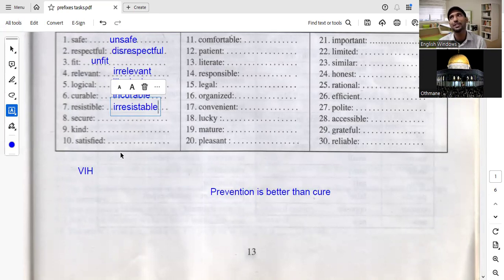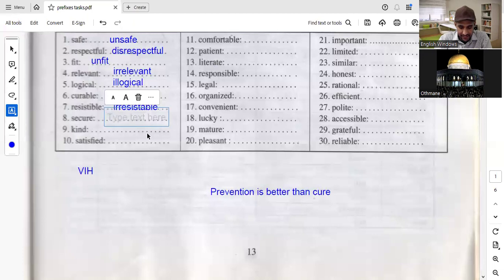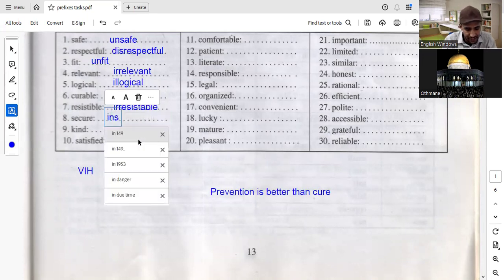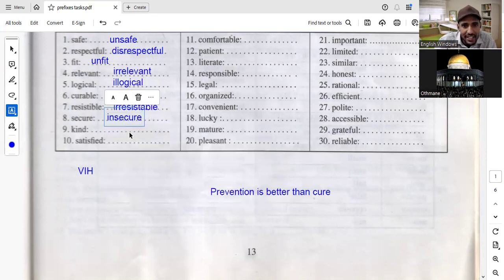We say the beauty of أصيلة is irresistible. جمال أصيلة لا يقاوم, right? Okay, now let's see secure. يعني آمن, sécurisé, secure. Insecure. Not unsecure, guys. Insecure, very good, right. Great job, guys, insecure.